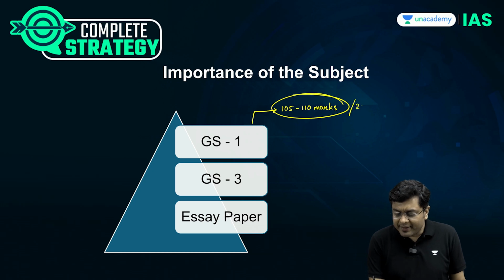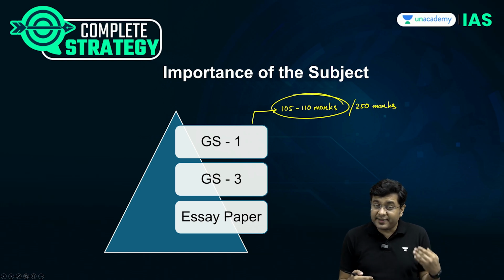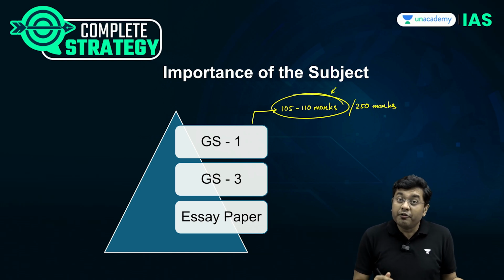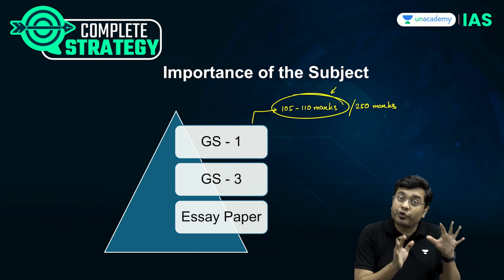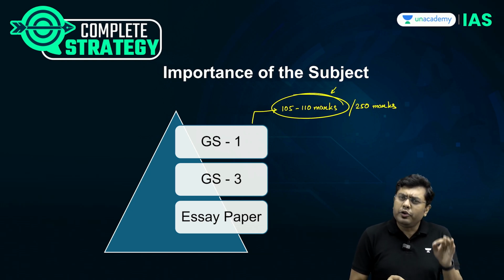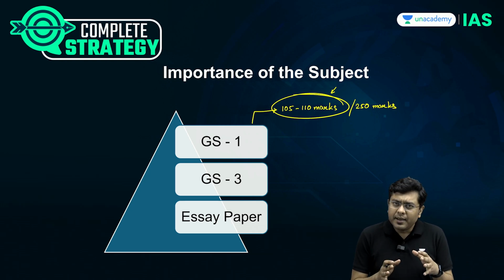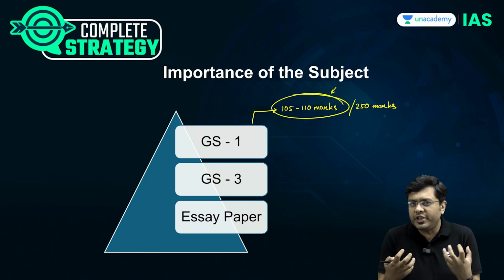Out of 250 marks in GS paper 1, where you have subjects such as society, history, art and culture, etc., if you have 105 to 110 marks which are from a particular subject, and if you know how to score in that subject, you have got a significant advantage. But as I told you, the questions are even beyond GS paper 1.